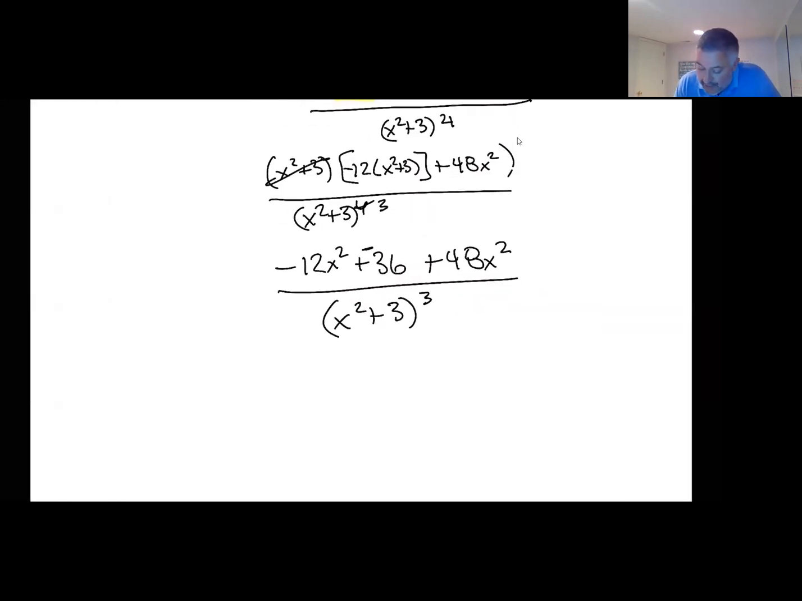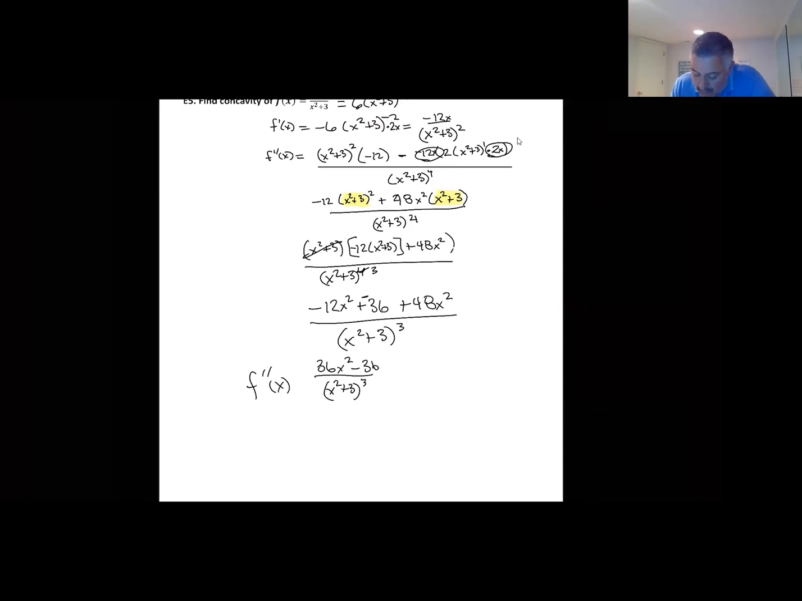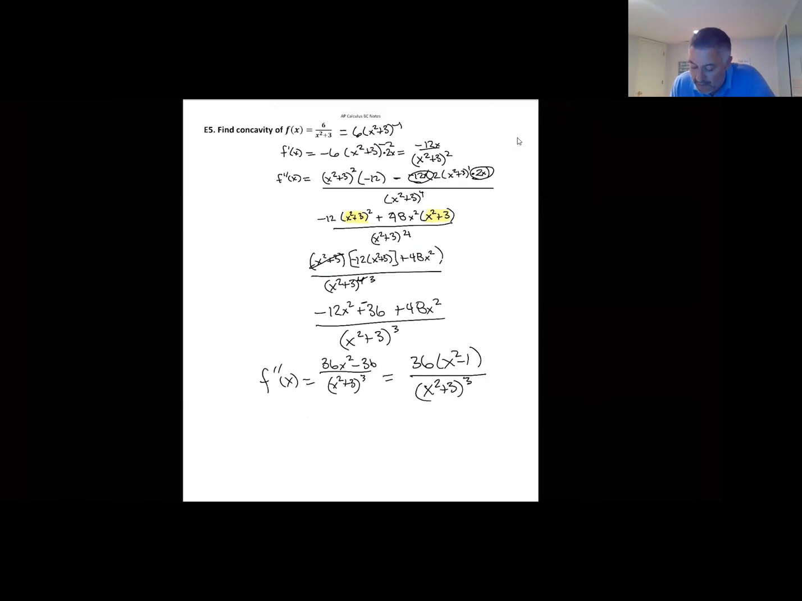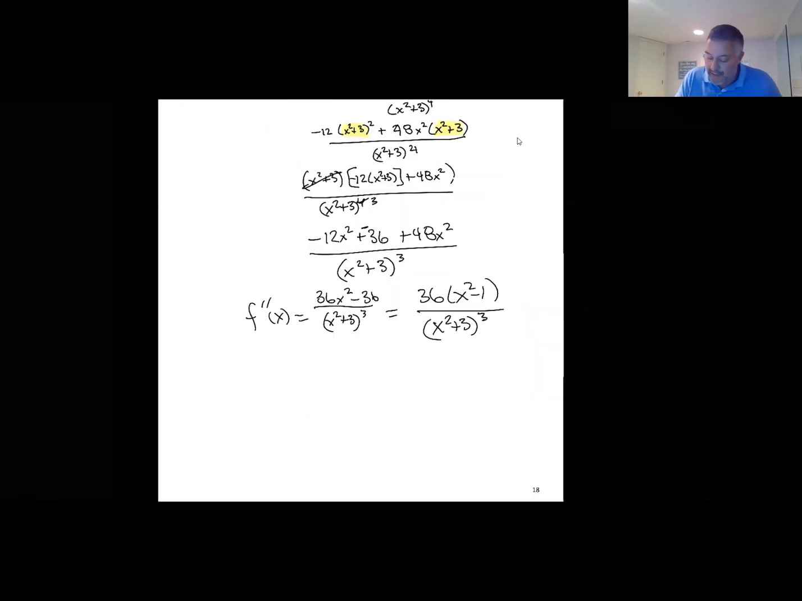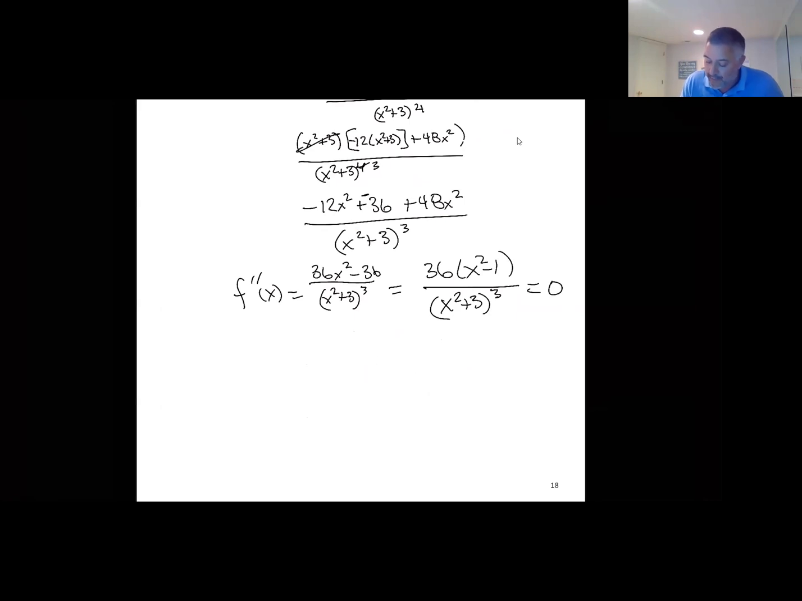So let's see what happens. 48 minus 12 is 36. 36x squared minus 36 over x squared plus 3 cubed. F double prime of x is then equal to 36 times x squared minus 1 over x squared plus 3 cubed. All right, so where do we get zeros? At plus or minus 1. So x equals +1 and -1 are my possible inflection points.